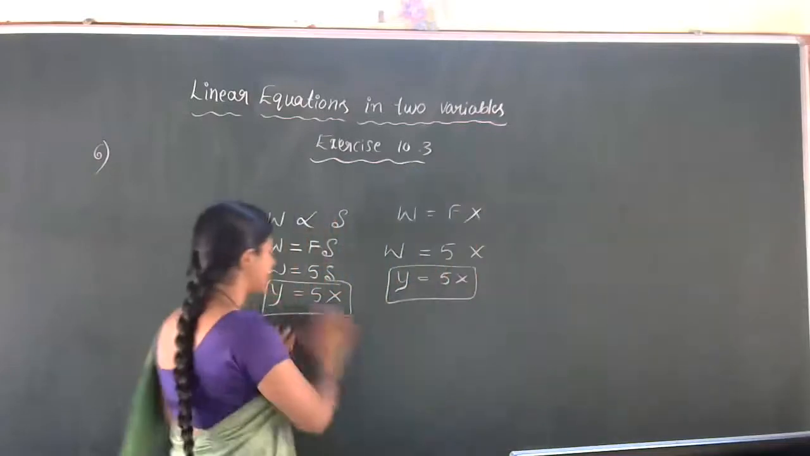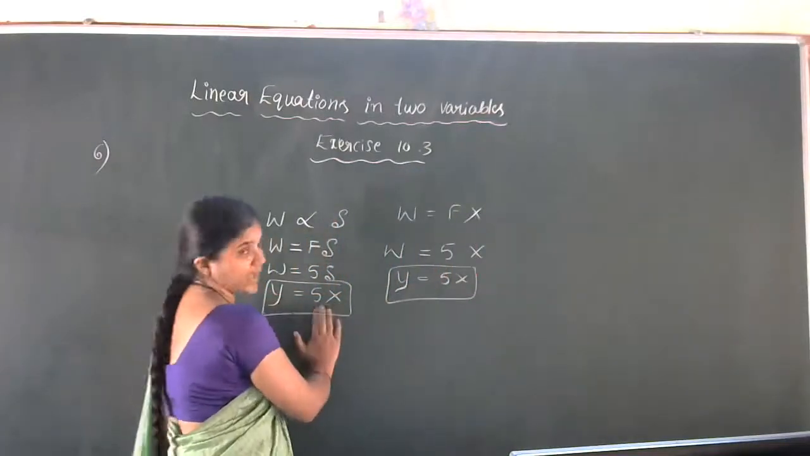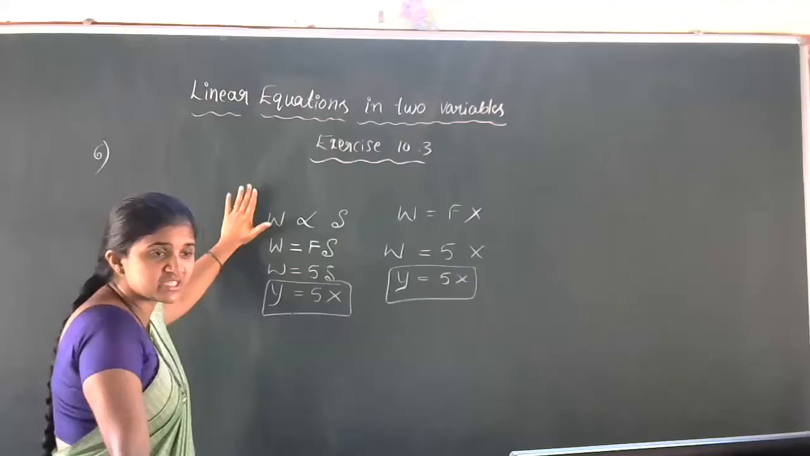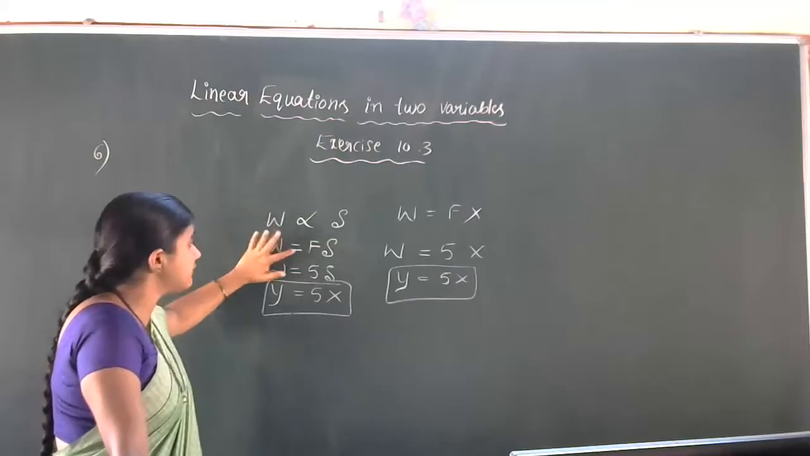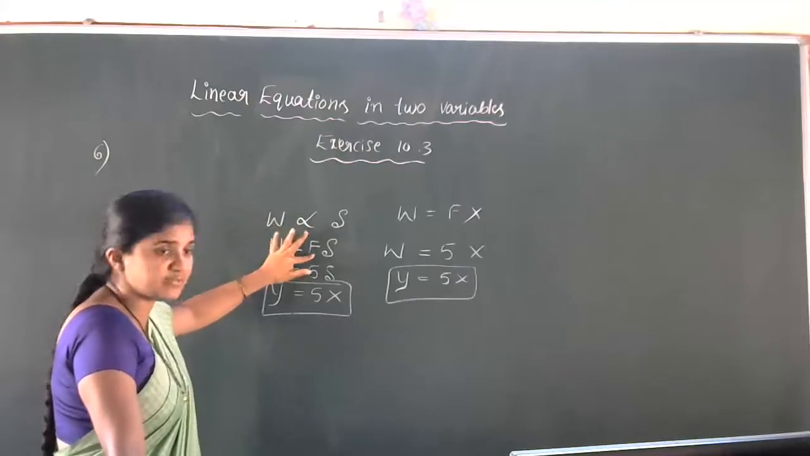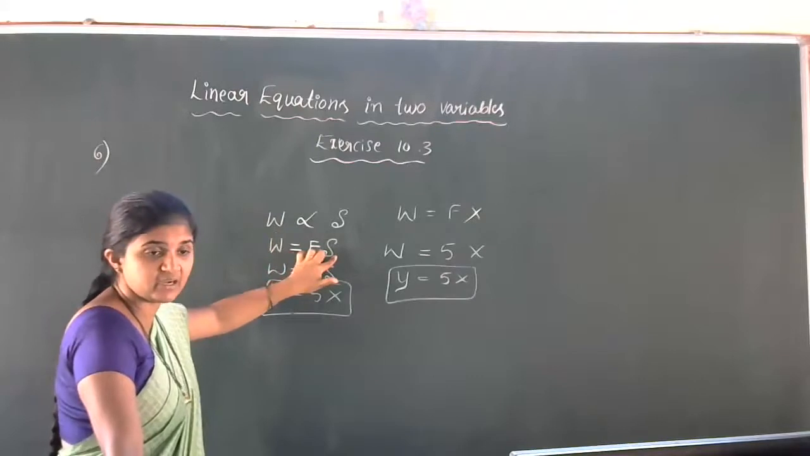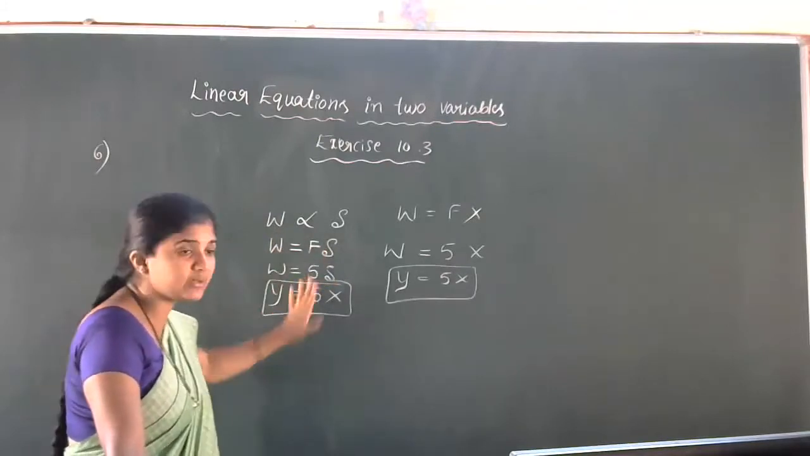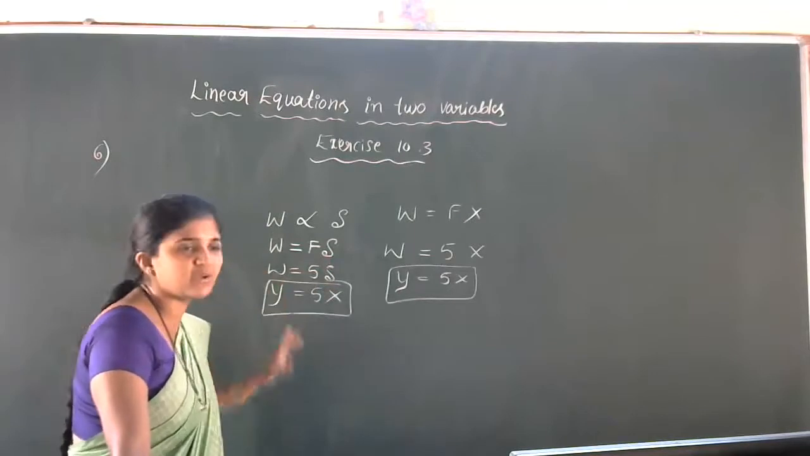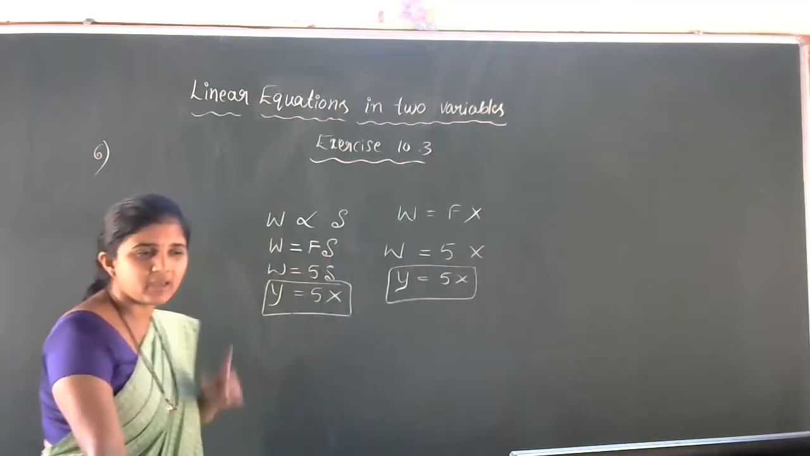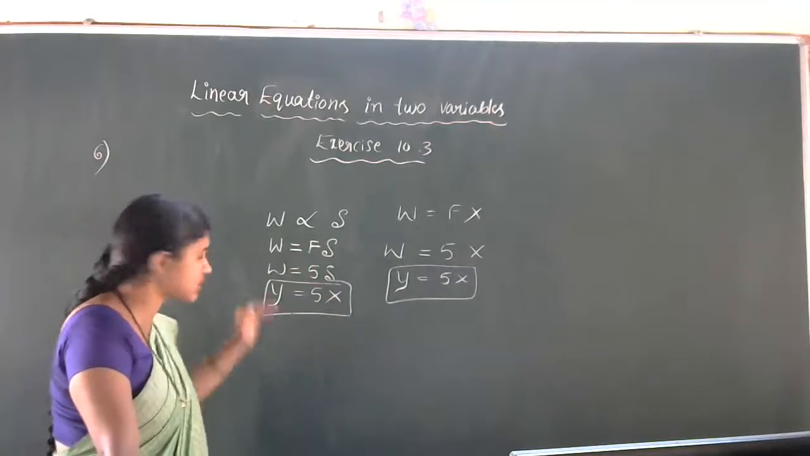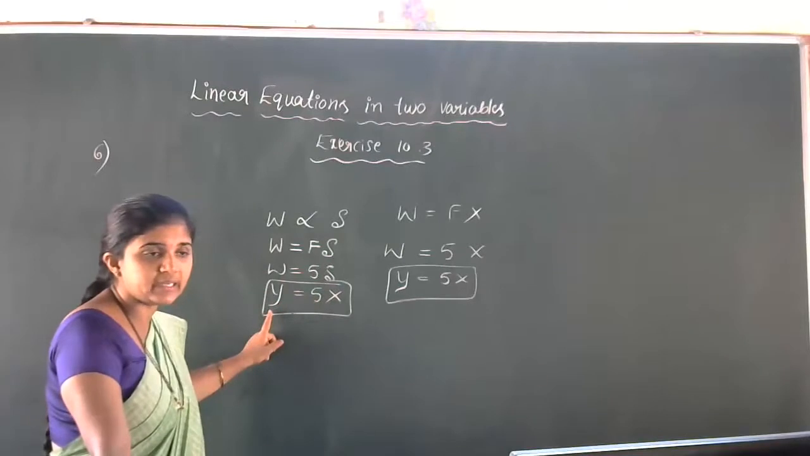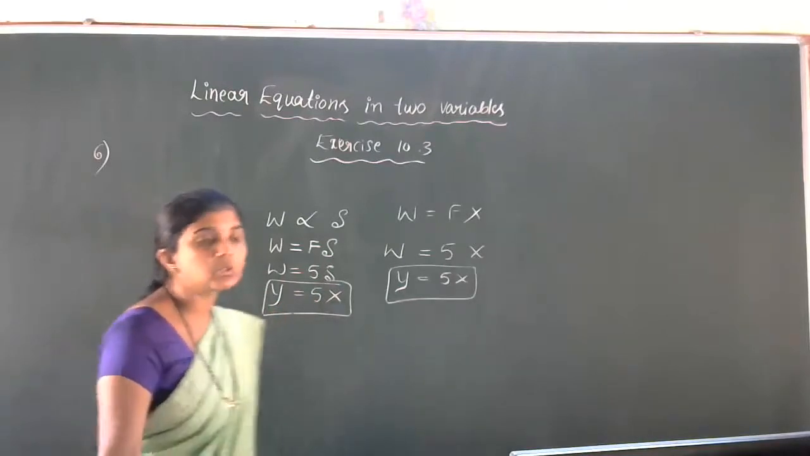W is equal to 5x, that is y is equal to 5x. Got the idea of this one? So work done is directly proportional to the distance traveled by the object. Then work done is equal to constant force into distance traveled. So W is equal to 5s, that is y is equal to 5 into x. Here we are not using the variables W and S, we are using x and y variables. So let us replace W as y and S as x. Then you get the linear equation y is equal to 5x.